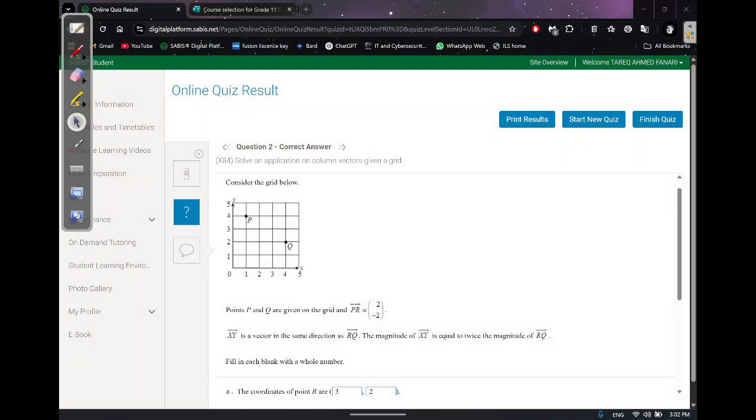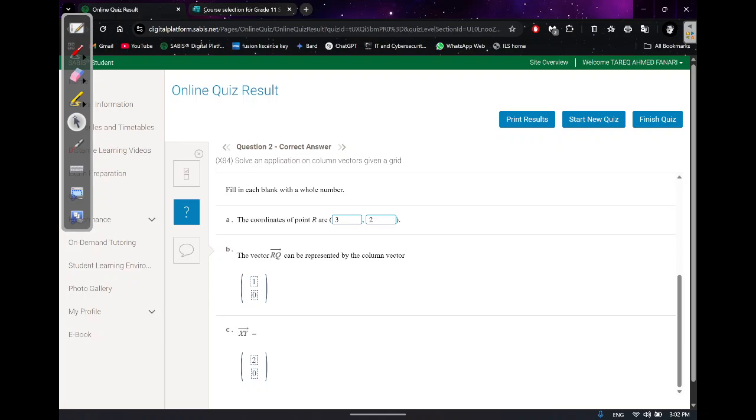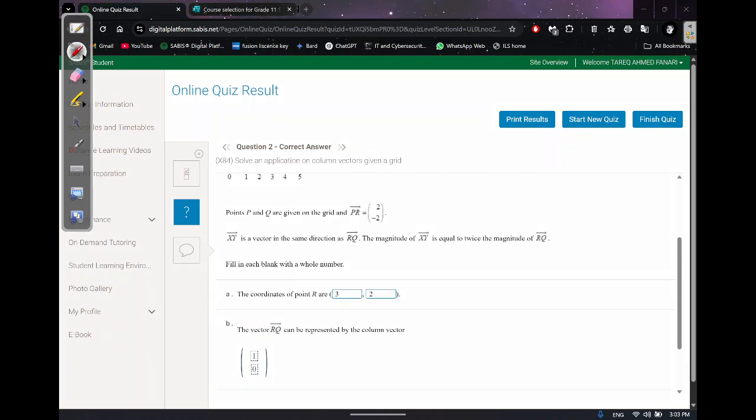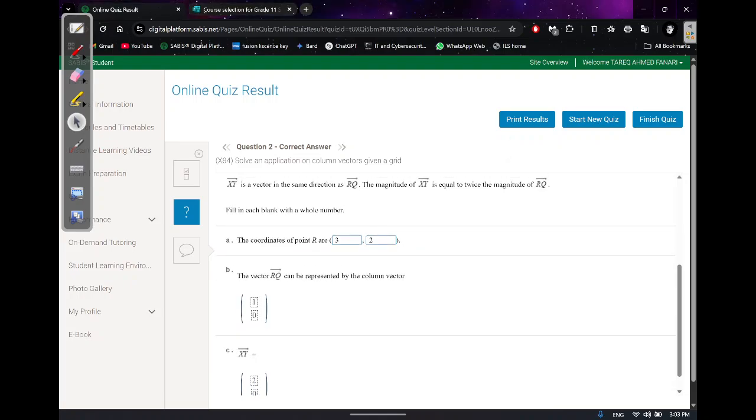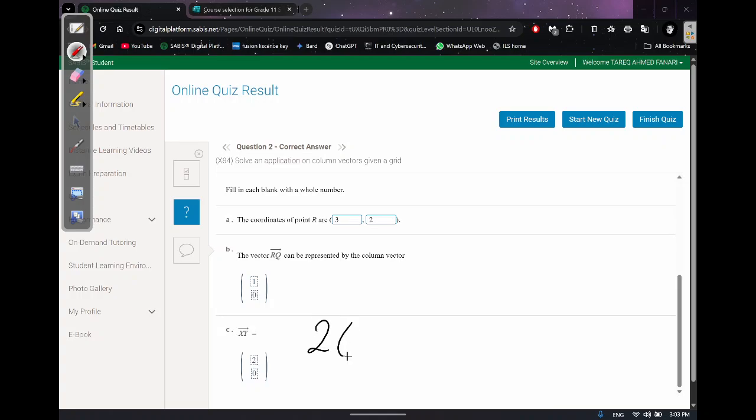What else do they want now? XY. This is nice because it's very easy, due to the fact that they gave us the magnitude: XY is twice the magnitude of RQ and they are in the same direction. If that is the case, you just multiply by whatever number they give you. If they said 4 times, it's going to be 4 times RQ. If they said 5 times, it's going to be 5 times RQ. Since we already found RQ and it's twice RQ, we're just going to do 2 times RQ, which is 1, 0. We distribute across the X and across the Y. It's going to be 2, 0, and this is the final answer for vector XY.